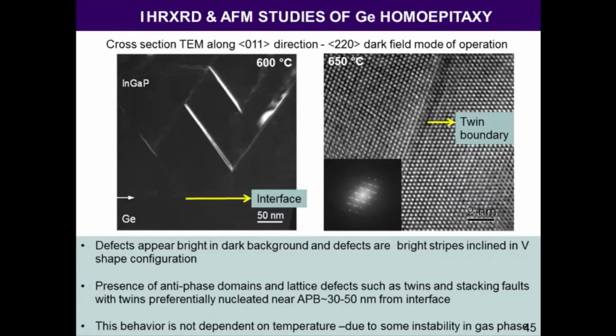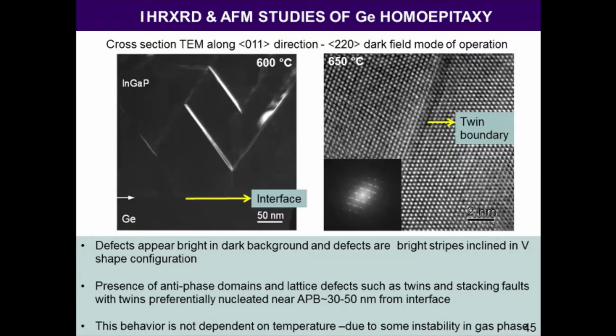On the right hand side, it shows the high resolution HRTEM, where it gives clearly the twin boundary, right? And here the growth temperature is 650 degrees centigrade. Though the electron diffraction pattern shows this to be a single crystal layer, you still have defects like the twin boundary. The defects appear bright in a dark background, and the defects are bright stripes inclined in a V-shaped configuration. These are all normal defects that come along in the case of 3-5 epitaxy, but you have to overcome them by modifying the growth conditions and avoid the defects for a useful device structure.